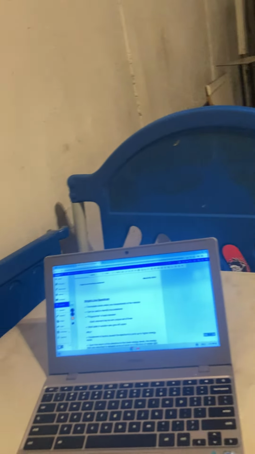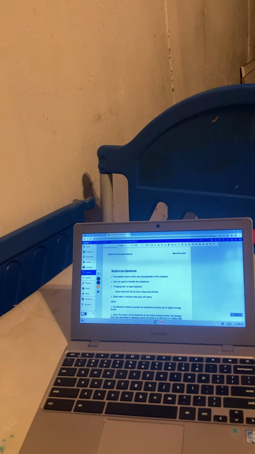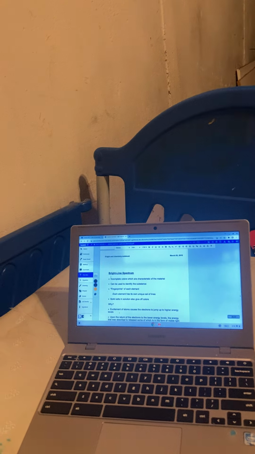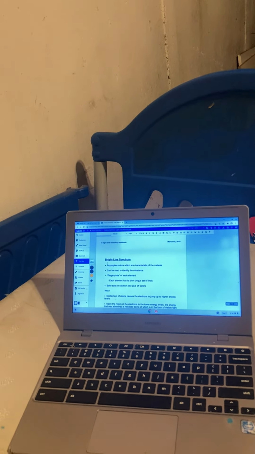The bright line spectrum is in incomplete colors, which are characteristic of the metal. It can be used to identify the substance. It's the fingerprints of the element. Each element has its own unique set of lines.